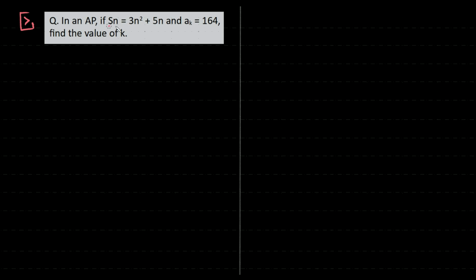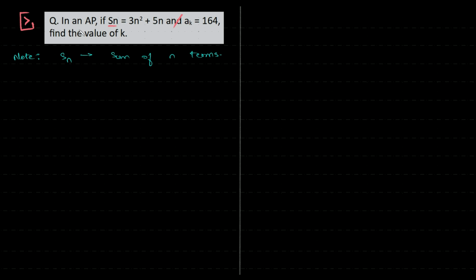In an AP, if Sn is 3n squared plus 5n and A of k is 164, find the value of k. First thing I would like to repeat is Sn represents sum of n terms, right? So S1 gives us sum of first term, S2 represents sum of first two terms, S3 represents sum of first three terms, A1 plus A2 and A3. So Sn represents sum of first n terms of an AP.